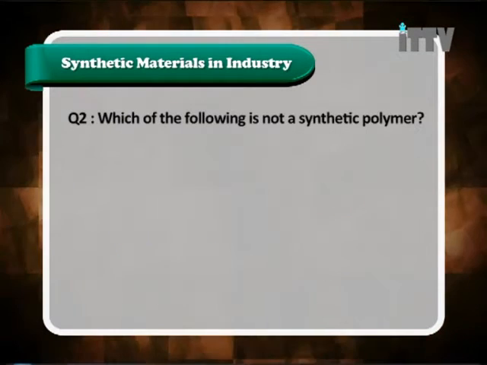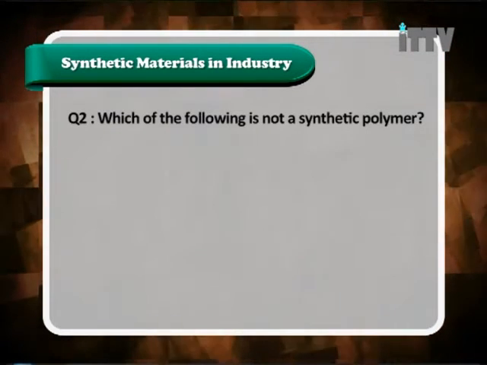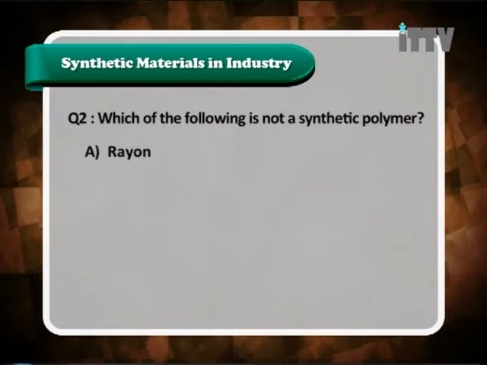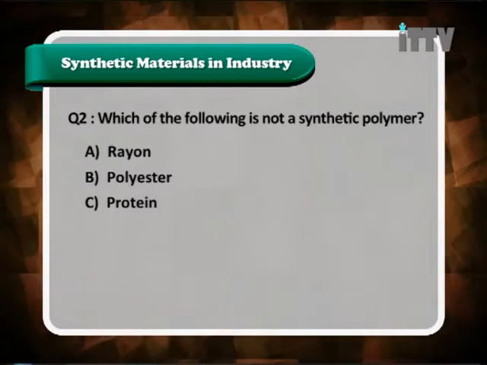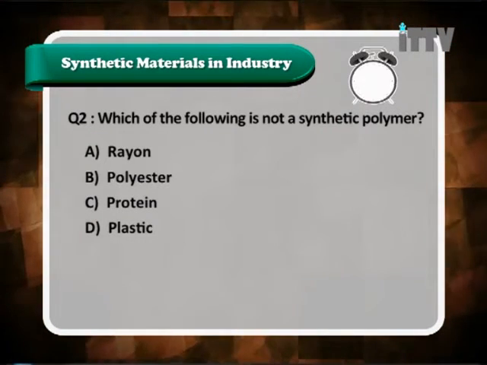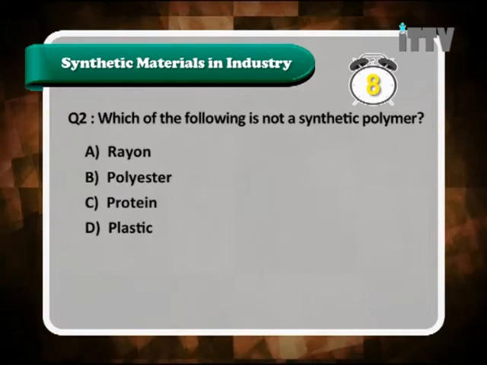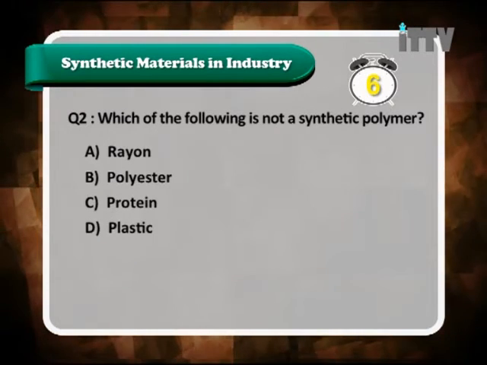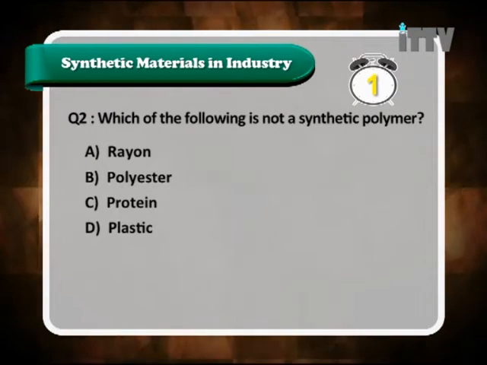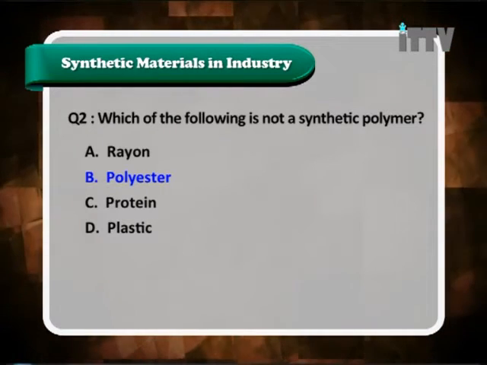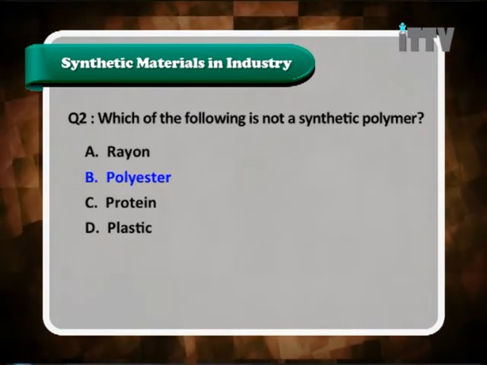Let's look at question 2. Which of the following is not a synthetic polymer? A. Rayon, B. Polyester, C. Protein, D. Plastic. So this question actually asks for the one that is not a synthetic polymer. So therefore it's very obvious in this question protein is the answer. So C is the answer for this question.